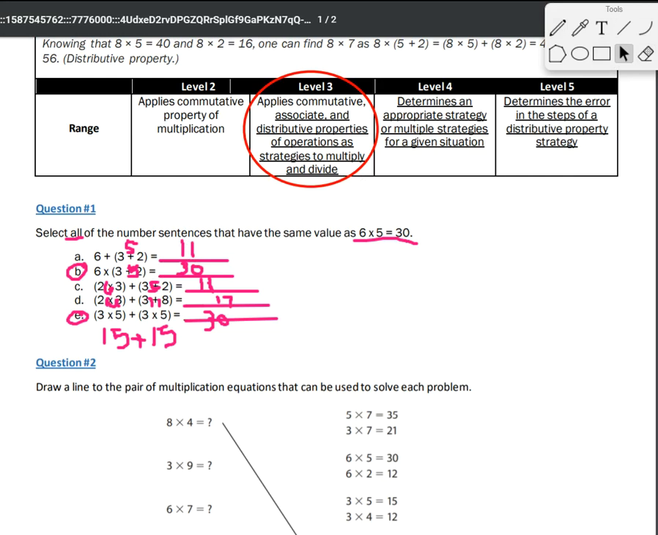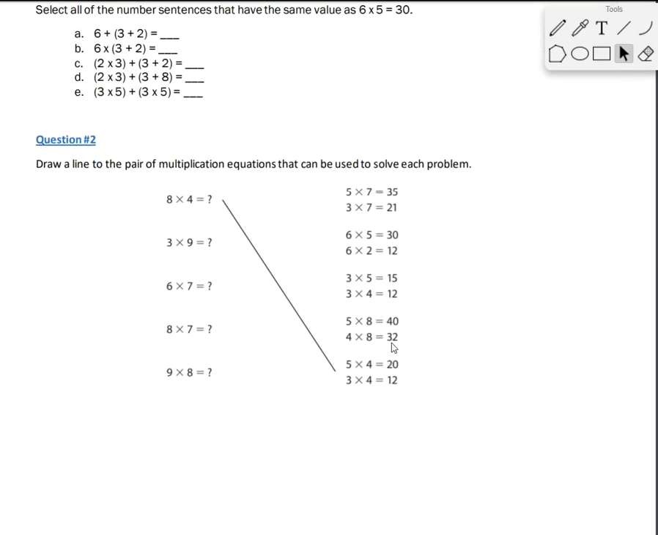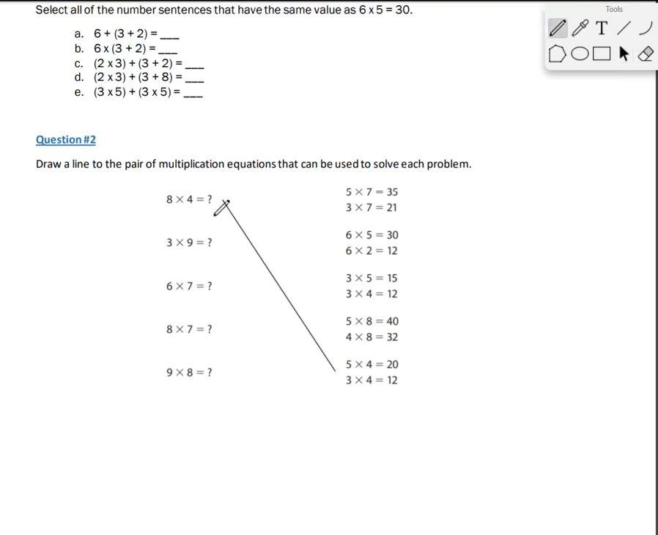Okay, I'm going to erase. And then I'm going to take a look at question number 2. Question number 2 says, draw a line to the pair of multiplication equations that can be used to solve each problem. So we have to do 2 things here. First, we need to find out what these are equal to, and then we need to go and add up. So I'm going to put an equal sign behind each of these, and then we'll find what the multiplication is equal to.